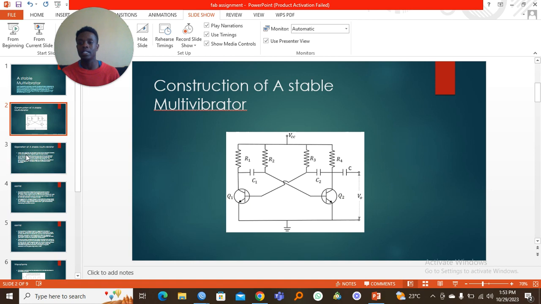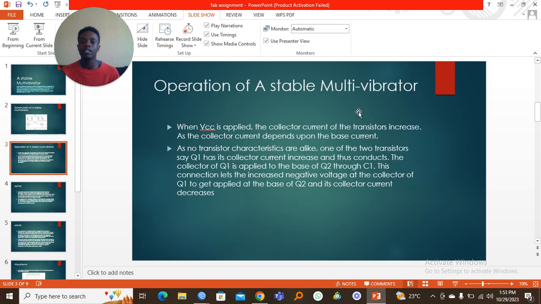So let us see how these transistors operate. The operation of an astable multivibrator: when VCC is applied, the collector current of the transistors increases, because the collector current depends upon the base current. This is where IC is equal to beta times IB of the transistor.